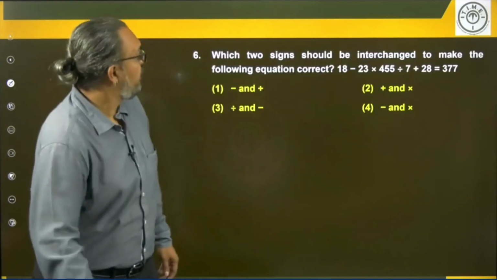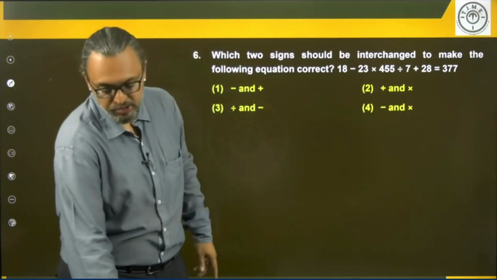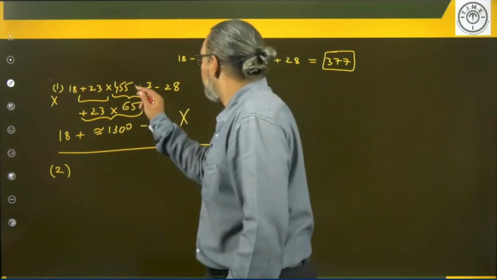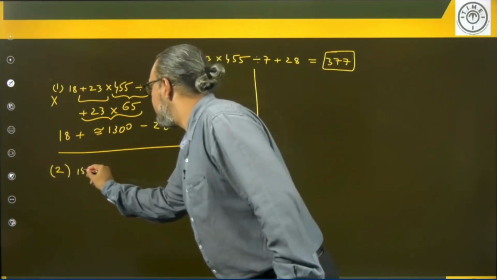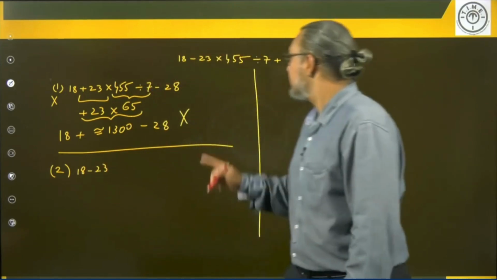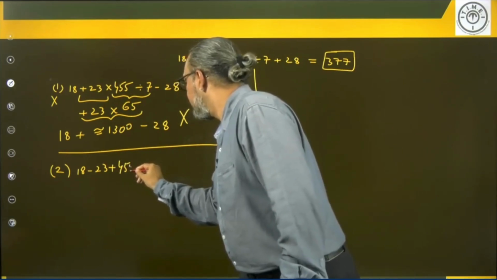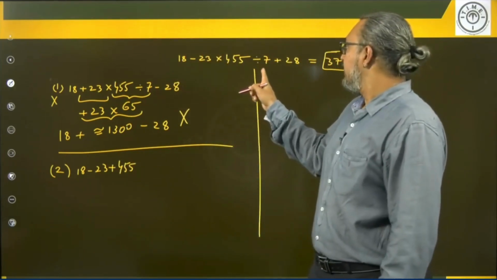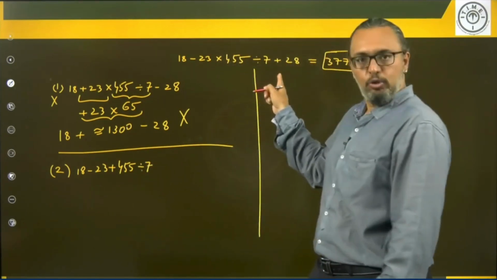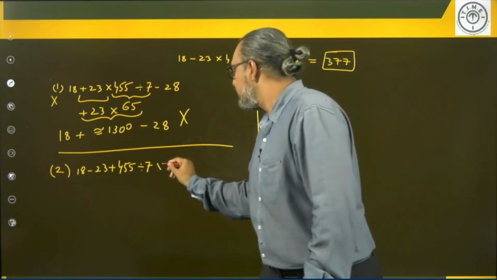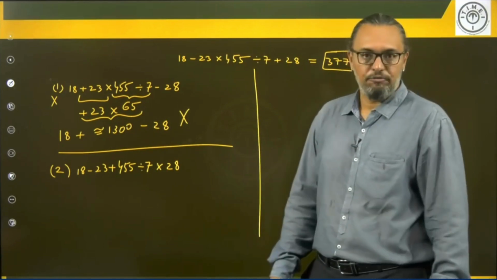Now what is the second option we have? Plus and multiplication. Plus and into are to be interchanged, right. Now plus and into for the same original expression. So we have 18 minus 23, I'll keep as it is. Now instead of into we put plus, so plus 455 and then divide by 7, and plus and into are to be interchanged, so into 28.